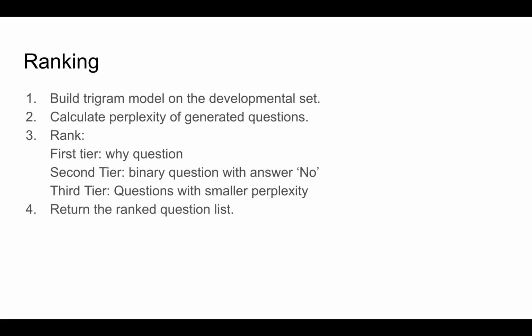Now, ranking. Our question lists are generated in the following steps. First, we generate the perplexity of each question by building a trigram model on the development set and calculating the perplexity of generated questions. In our ranking step, we give why questions the highest priority. Second tier questions are binary questions with answer no, followed by other questions with smaller perplexity. We return the ranked questions as our final output.